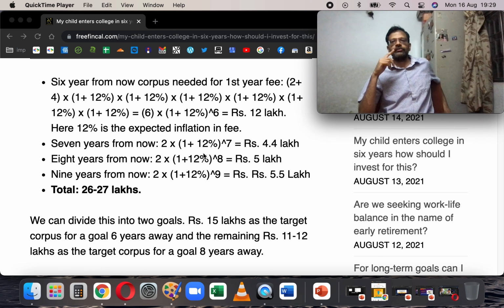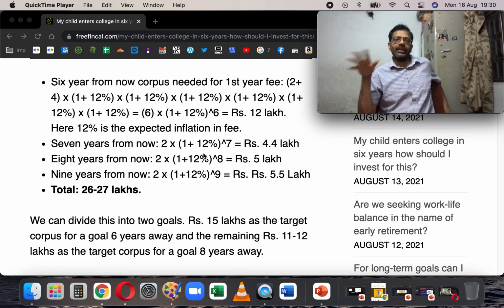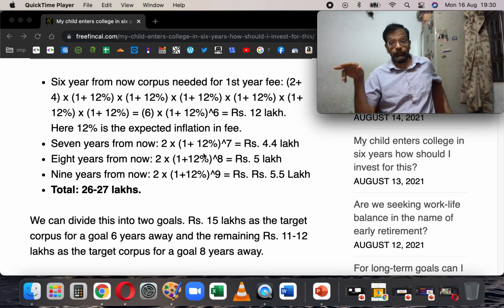So today we will need about 6 lakhs for the first year. That is 2 lakhs for the semester fees and 4 lakhs for the joining fee. If you add an inflation of 12% every year, that 6 lakhs will translate to about 12 lakhs, so it will become double after 6 years. And after 7 years, for the second year fees, 2 lakhs will become about 4.4 lakhs.